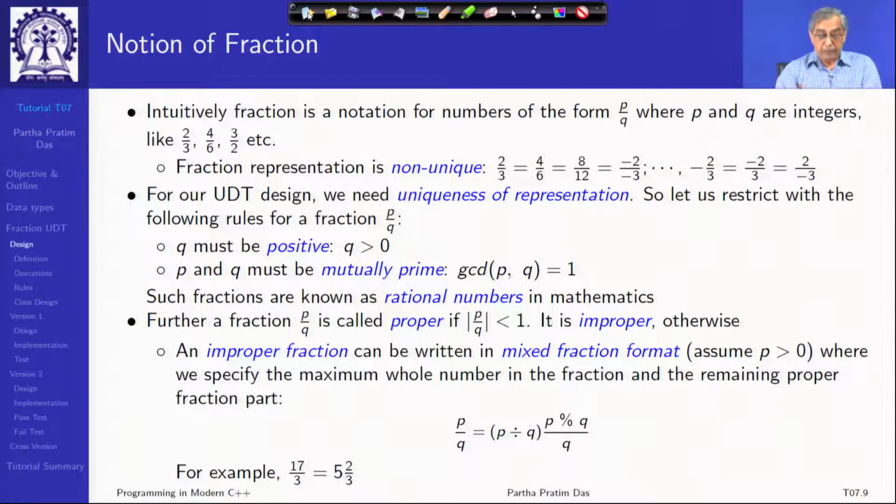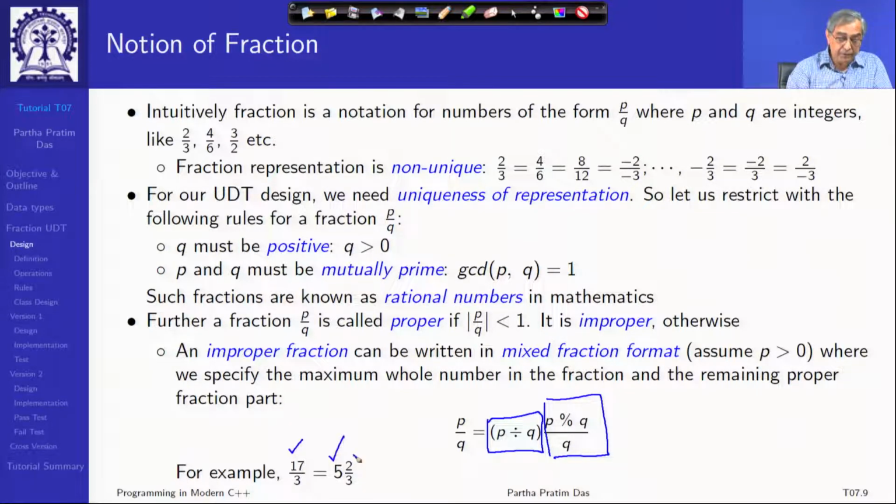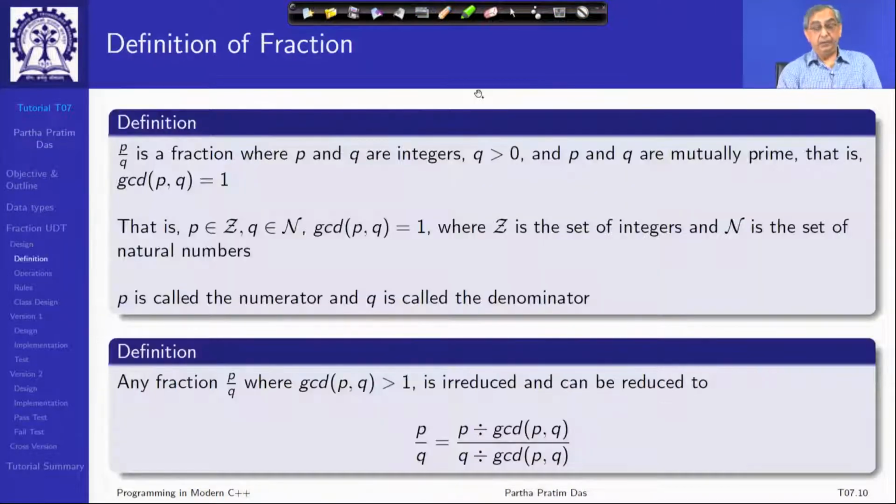So, if I have an improper fraction, then I can take out the whole number part and the remaining part I represent as a fraction. So, this is called mixed fraction format. So, 17 by 3 is 5 2 by 3, right. 5 is the whole part, 5 times 3 is 15 plus 2 is 17. So, this is the basic notion of the fraction that we deal with.